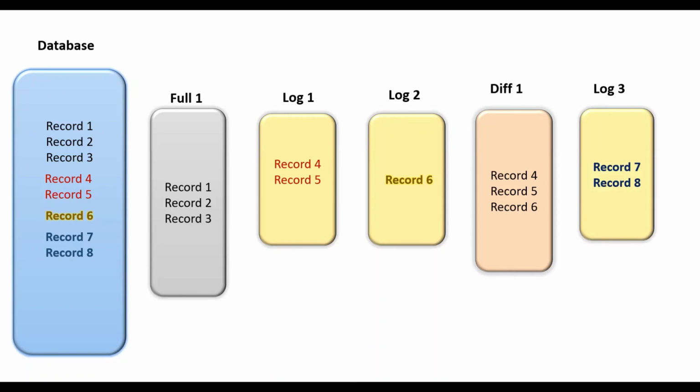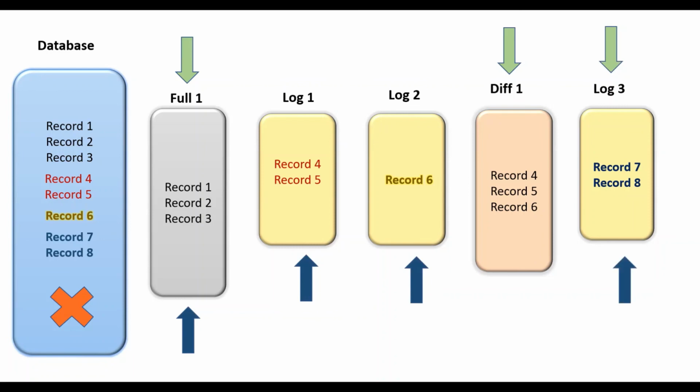Now if my database is corrupted, then I have to first restore the latest full backup and then the last differential backup and then the consequent log backups, which is log 3, so that I will get all the 8 records. Or else we can ignore the differential backup and go with only log backups. Restore the first full backup and then log 1, log 2 and log 3 so that my database will be restored completely. Okay, I hope you have understood the concept.